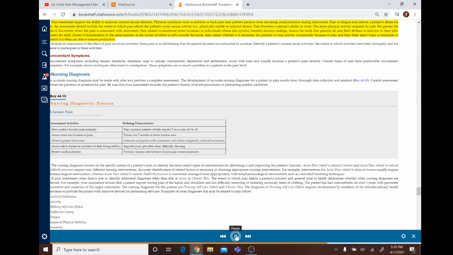The more physical activity required in a job, the greater the risk of discomfort when the pain is associated with movement. Pain related to emotional stress increases in individuals whose jobs involve stressful decision-making. Assess the work that patients do and their abilities to function in their jobs. Assess the daily chores of homemakers in the same manner as the duties involved in jobs outside the home. Also assess whether it is necessary for patients to stop activity occasionally because of pain and help them select ways to minimize or control it so they are able to remain productive.